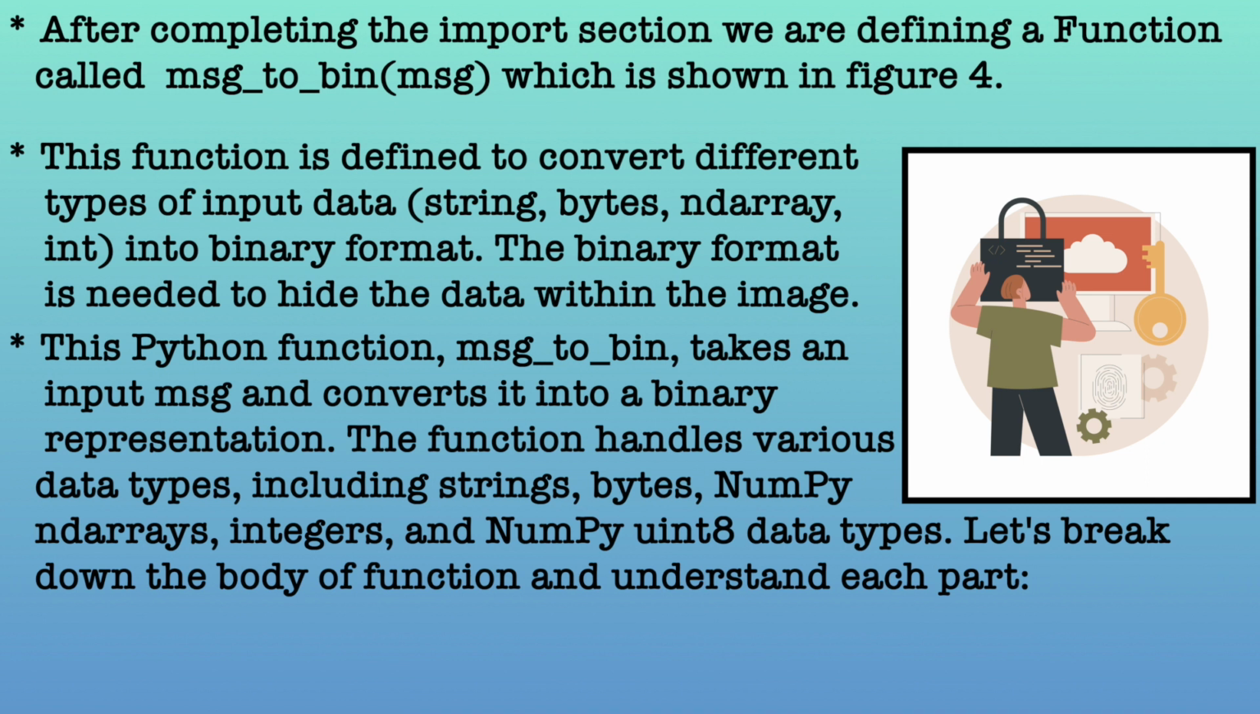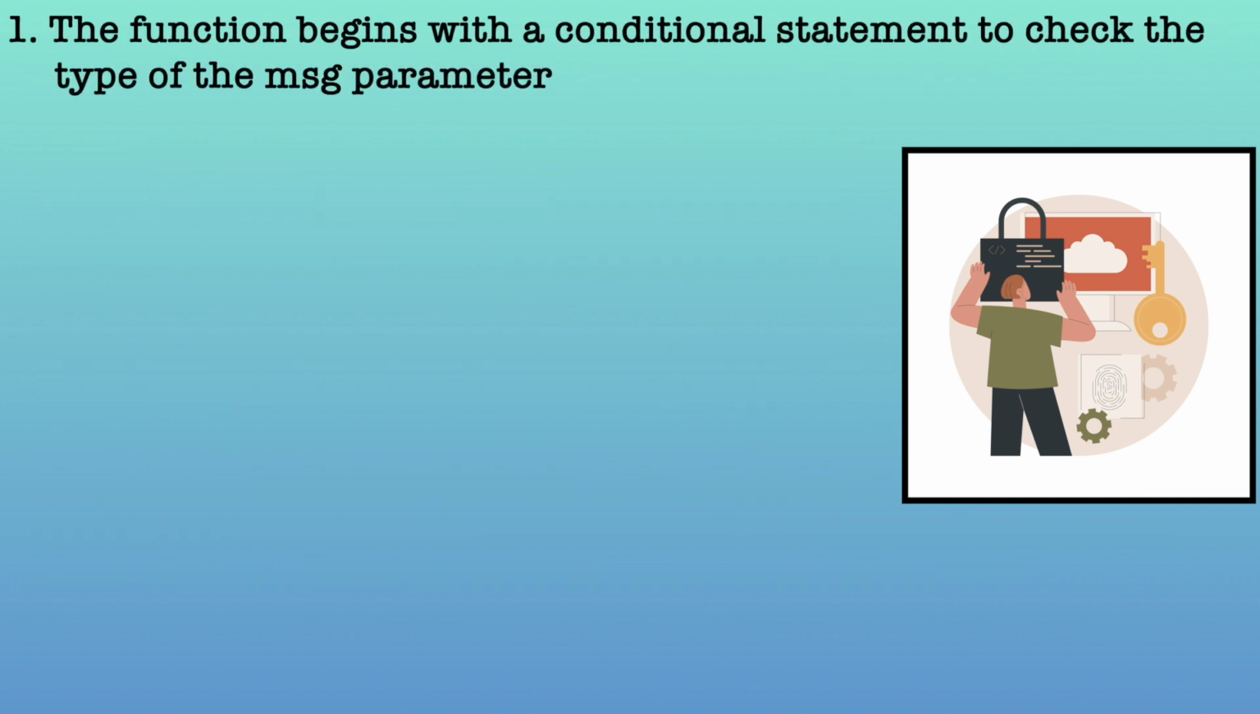The function handles various data types including string, bytes, NumPy arrays, integers and NumPy uint8 data types. Let's break down the body of the function and understand each part. The function begins with a conditional statement to check the type of the message parameter.